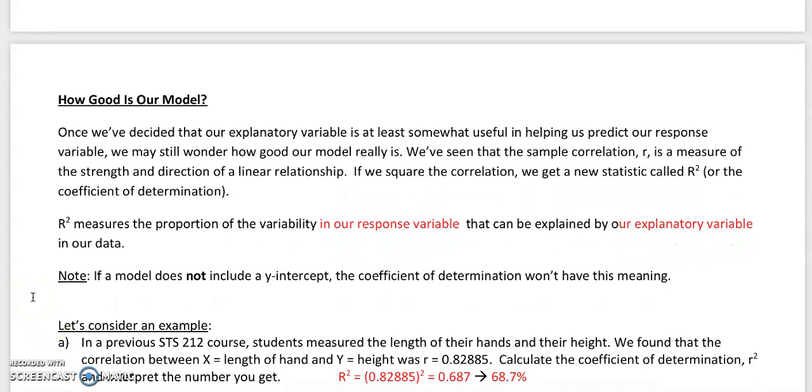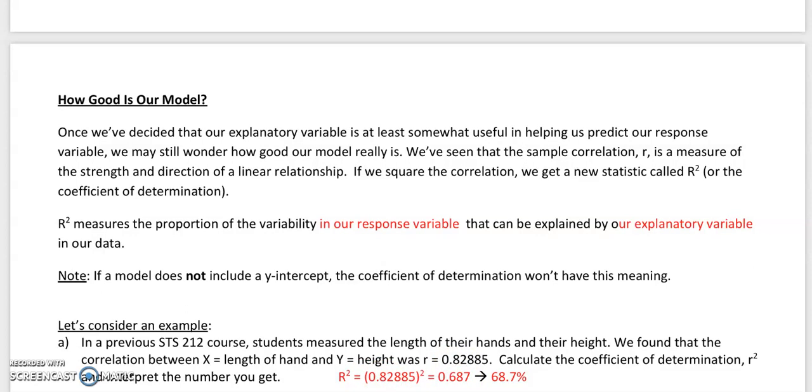In a previous Stats 212 course, students measured the length of their hands and their height, and we found that the correlation between length of hand and height was 0.82885. So we are going to use that to calculate the coefficient of determination, the R-squared, and then interpret the number that we get. First, let's take that 0.82885, square it, and we get 0.687.